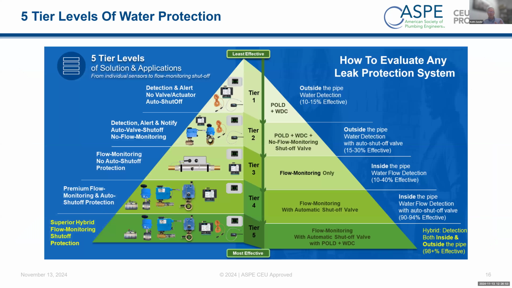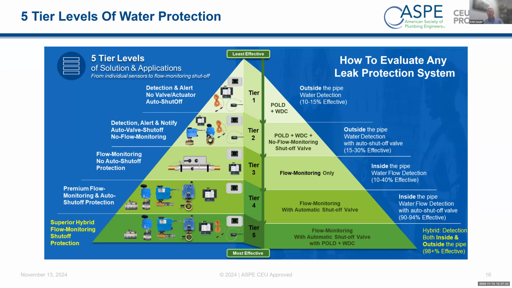Here's the thing that I'm kind of proud of, the 5-tier levels of solution and applications. Let's just go over this, spend a few minutes here. Tier 1 through tier 5. Tier 1 is the lowest cost, tier 5 the highest cost. You see that tier 1 is least effective, tier 5 most effective. Tier 1 on the left-hand side there is detection and alert without valve shutoff. So it's the lowest price.